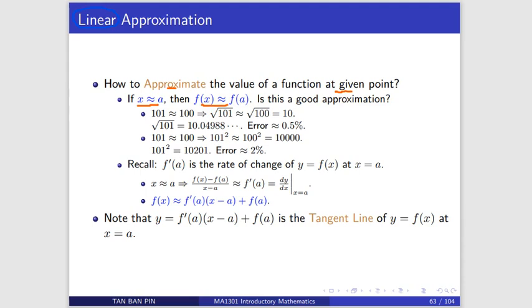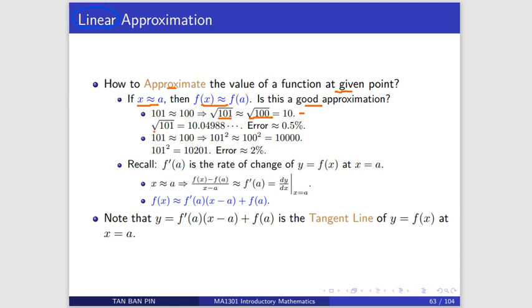So is this a good approximation? Let's try out with some examples. The first example is you are going to look at square root of 101 and you approximate it by square root of 100. You are using square root of 100 to approximate square root of 101. Because 101 and 100 are near, we can say square root of 101 is about square root of 100, which is 10.